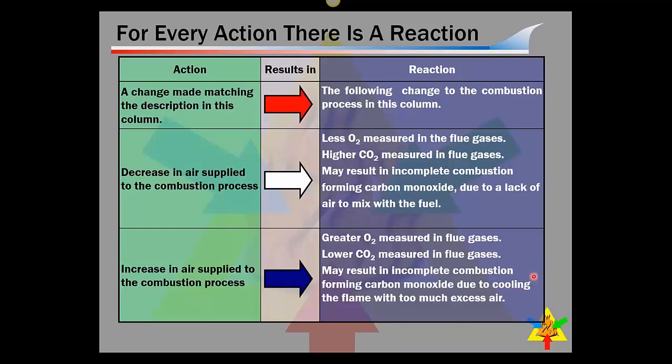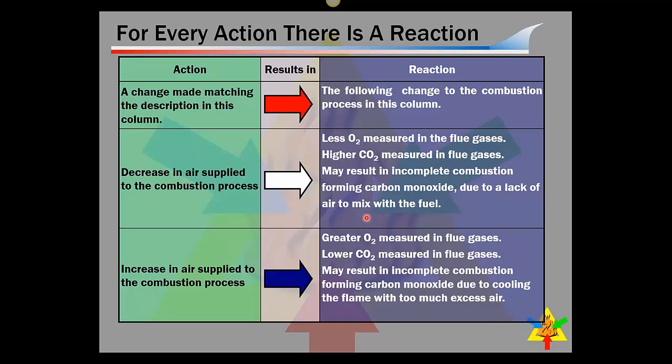So for every action, there is a reaction. So we're going to go through a few of these here. And again, remember, guys, all we're doing is adjusting the air-fuel mixture. There's only two things that we can change, air and fuel. Okay? But it's amazing the effect it can have. So let's start with a decrease in the supplied air to the combustion process. Well, if I have less going in, it makes sense there's going to be less coming out, right? Less O2 measured in the flue gas. Remember that CO2 and O2 are inversely proportional, so higher CO2, and this condition may result in incomplete combustion, forming carbon monoxide due to a lack of air to mix with the fuel.